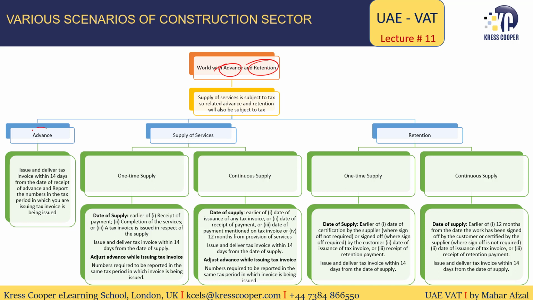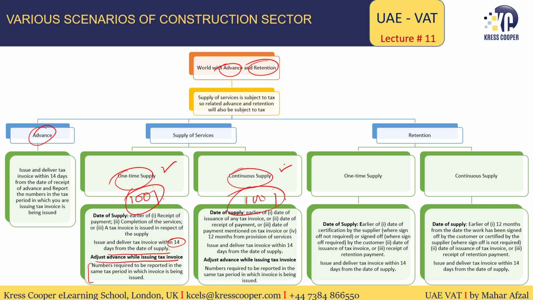So first is advance. Advance treatment is the same as we discussed in the previous slide. Whenever the advance is being received, business will be liable to issue the tax invoice within 14 days from the date of the receipt of the advance, and it will be reported in the same tax period in which the invoice is being issued. One-time supply and continuous supply, this is 100% the same as we have discussed in the previous slide. Date of supply concept is the same. Issuance and delivery of the invoice concept is the same. Advance will be adjusted at the time of issuance of a tax invoice, and it will be reported in the same tax period in which the invoice is being issued. This concept is the same for both one-time supply and continuous supply.